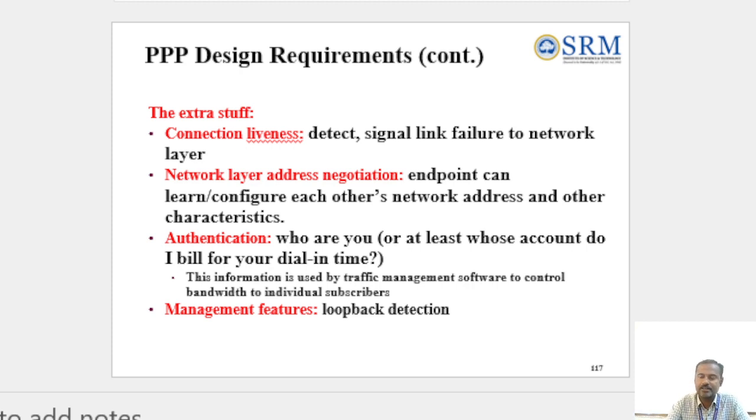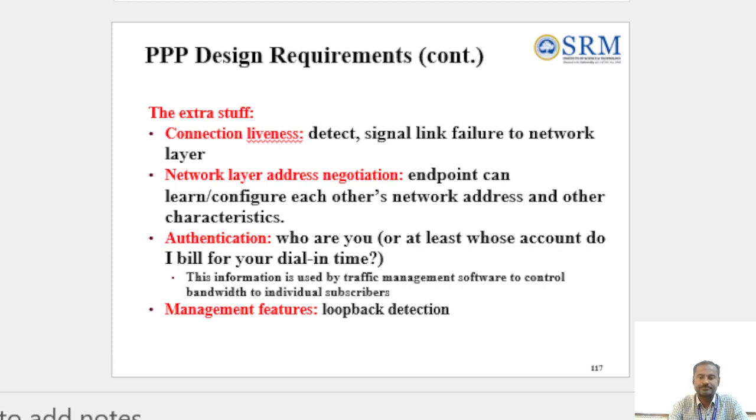Loop back detection means it provides protection against loops by transmitting loop protocol packets out of ports on which loop protection has been enabled. That is, it is going to provide protection against loops, which will be done by transmitting a loop protocol packet out of the ports where the loop protection has been enabled. So that is called loop back detection.